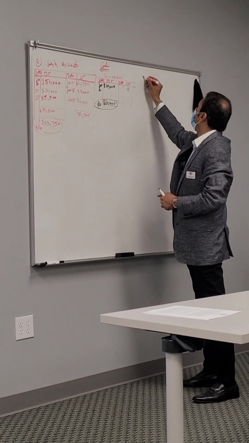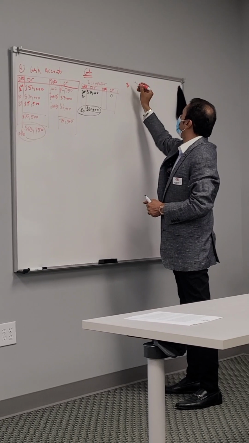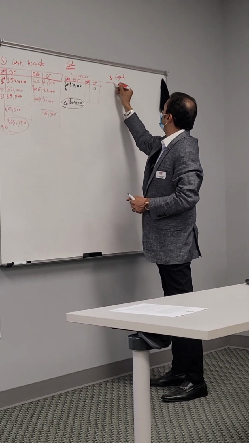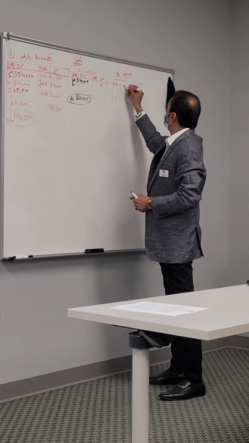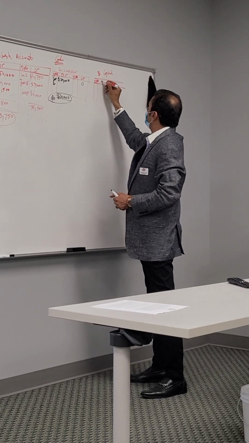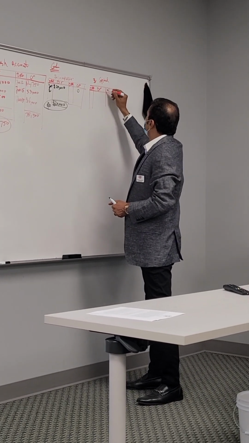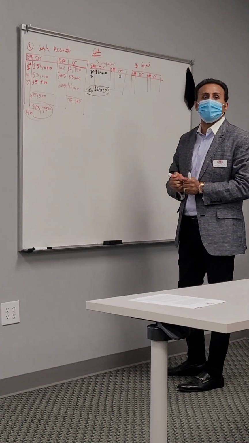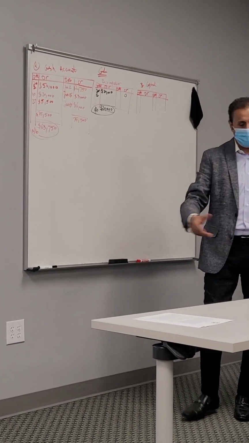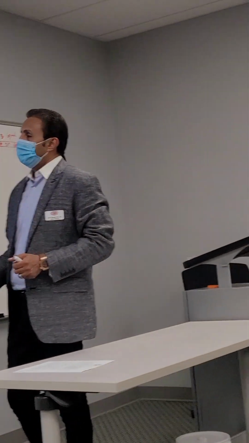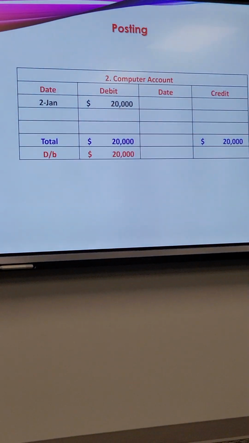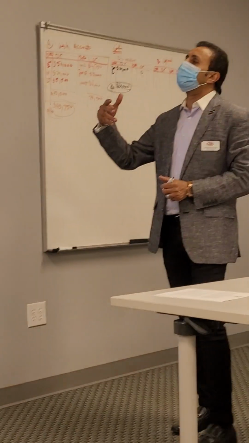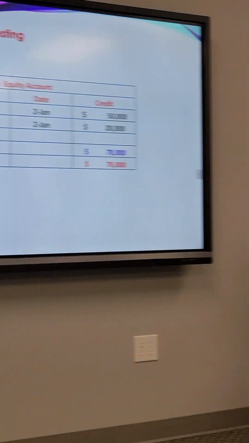Number 3, table number 3, we call it capital, right? From date, debit, date, credit. A small table too, because there is not a lot of capital here, as you see on the screen. Owner's equity account, or we can call it capital. Both of them are correct.